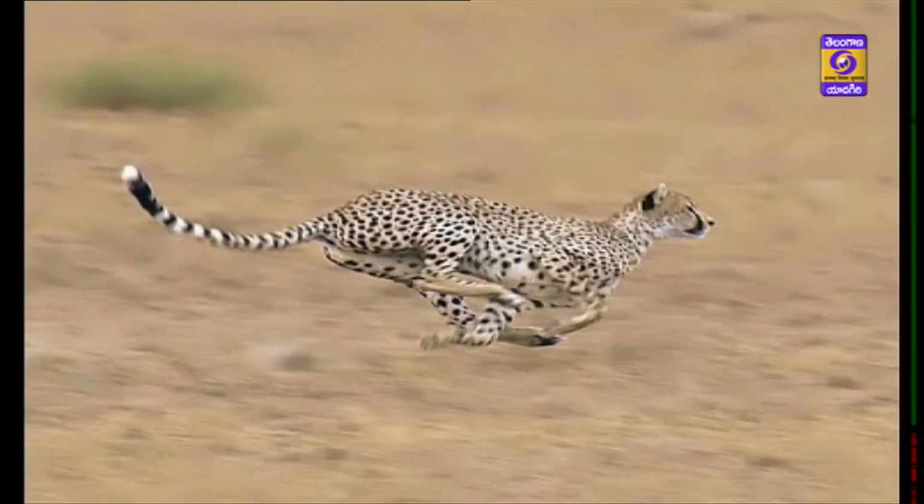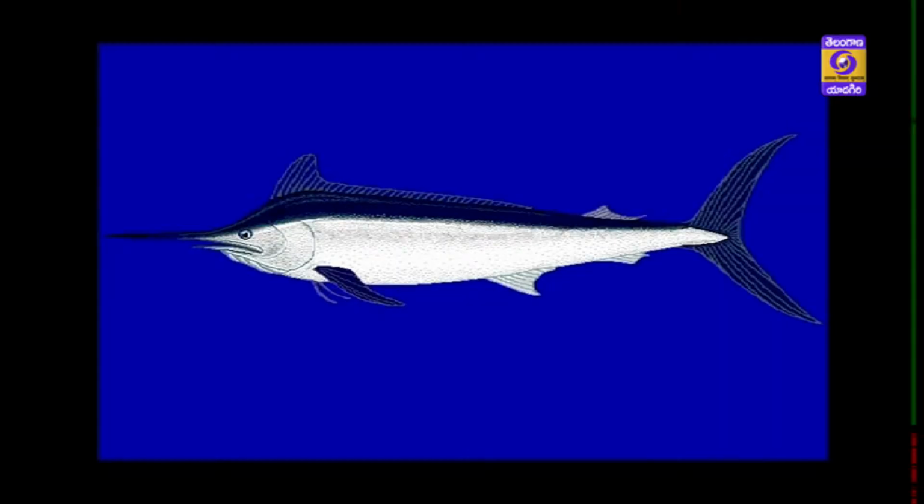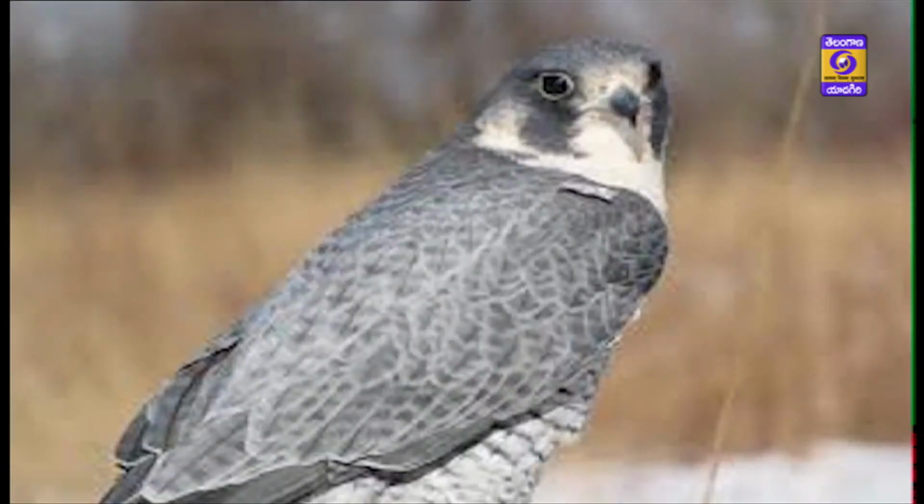Children, let us see some of the fastest animals. On land, cheetah is the fastest. It can move at a speed of 110 km per hour. In water, black marlin is the fastest fish. It can swim at a speed of 130 km per hour. In air, peregrine falcon is the fastest bird. While hunting, it can dive at a speed of over 350 km per hour.